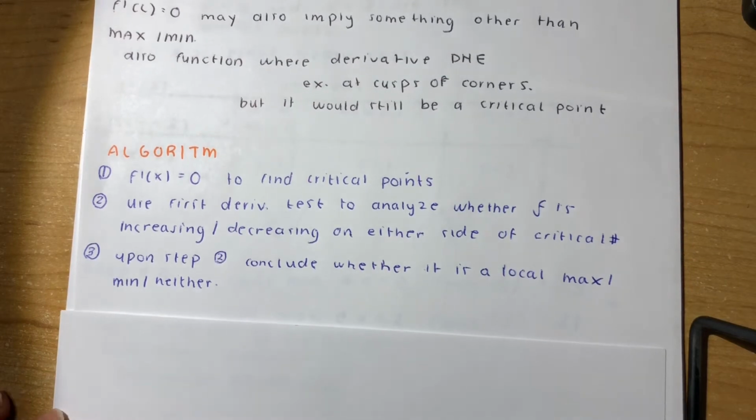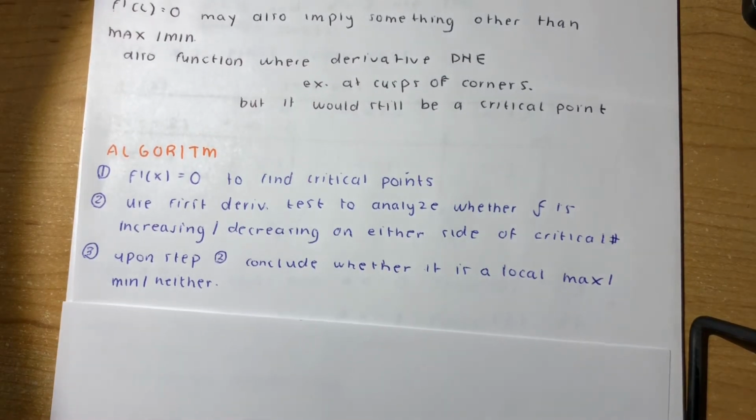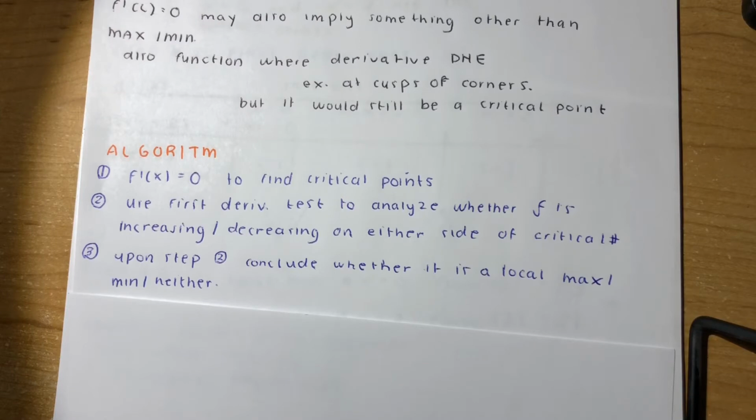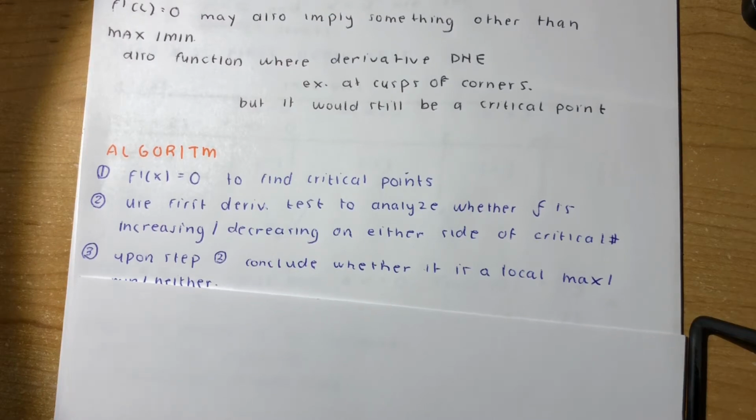Basically, if we conduct our first derivative test and analyze the intervals, if the interval is going from a negative interval to a positive interval, that means that critical point is a minimum. If the interval is going from a positive interval, meaning increasing, to a negative interval, meaning decreasing, that means that critical point would be a maximum.